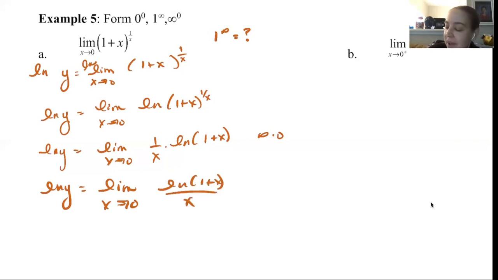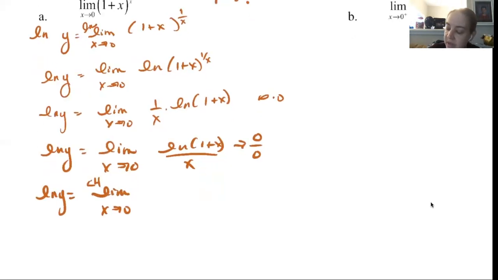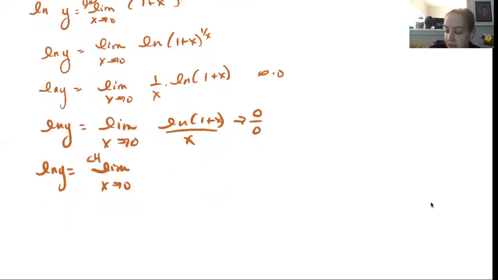Infinity times 0. The way it's written up there, if I read it like this, it's actually 0 over 0. And 0 over 0 is that indeterminate form that we can use for L'Hopital. So the left-hand side stays as it is. And this is L'Hopital, so there's my little notation that I use. So the derivative of natural log is 1 over whatever's inside times the derivative of what's inside, which in this case is 1 over 1.